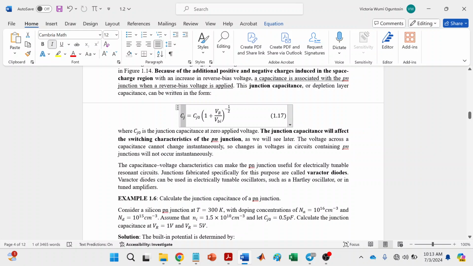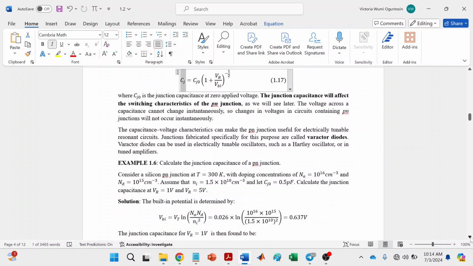So when you are switching from reverse to forward bias, there's not going to be an instantaneous change in the voltage as a result of the junction capacitance. So we are going to be looking at that later in today's lecture.